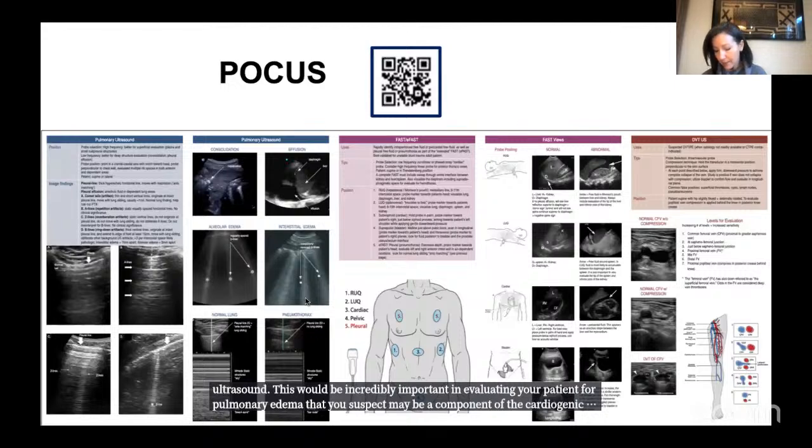And then finally, in the last section of the pocket reference, it actually tells you how to scan your patient's lower extremities, legs, for DVT or clots in the legs.